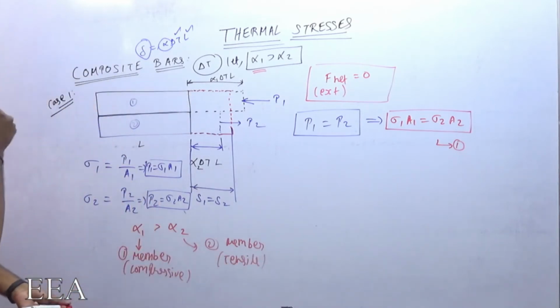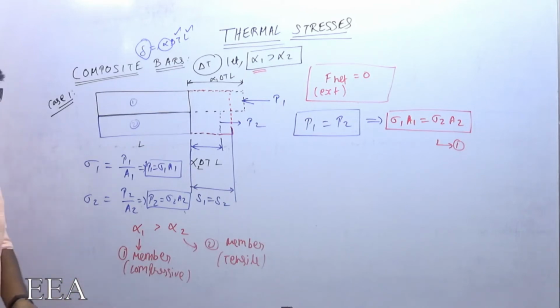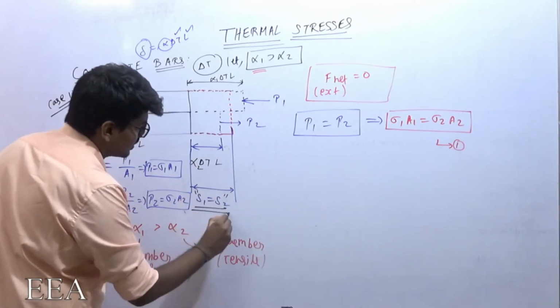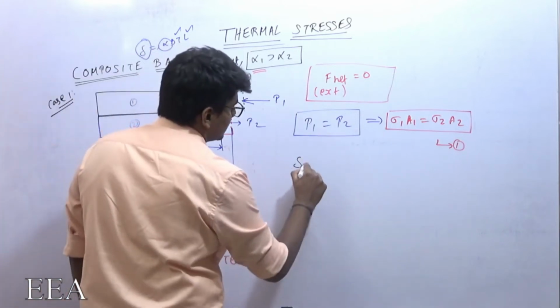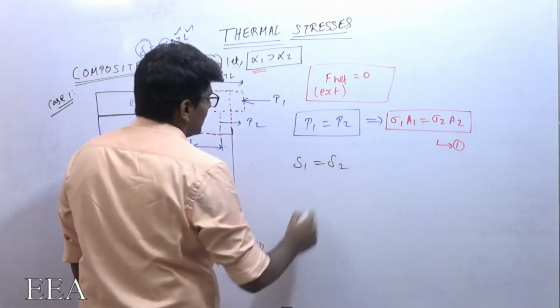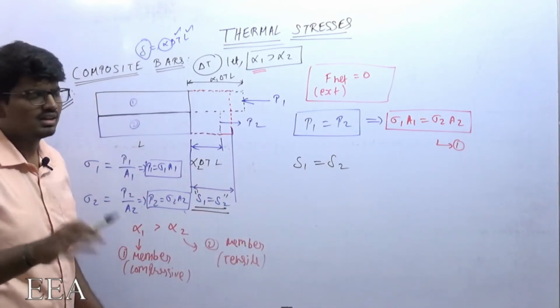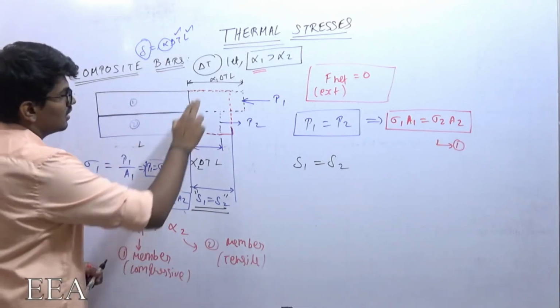So that is one. And what about the second thing which we need to note here? The second equation which I have is delta 1 is equal to delta 2. Deflection of 1 and deflection of 2 are the same, which means delta 1 is equal to delta 2. And what is the net deflection happening in 1? See, net deflection, free expansion.